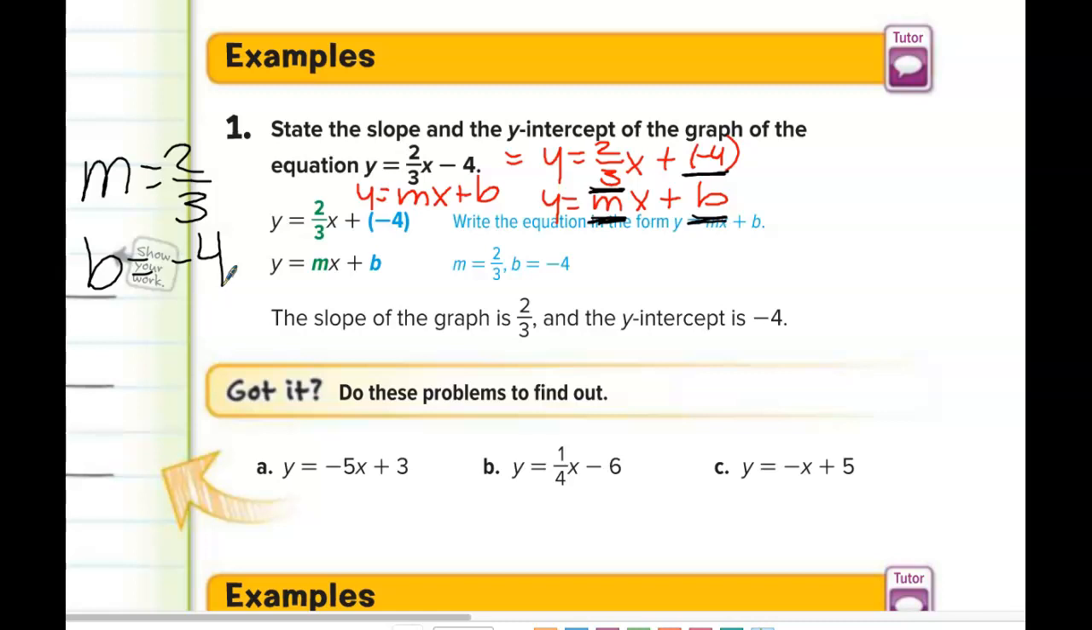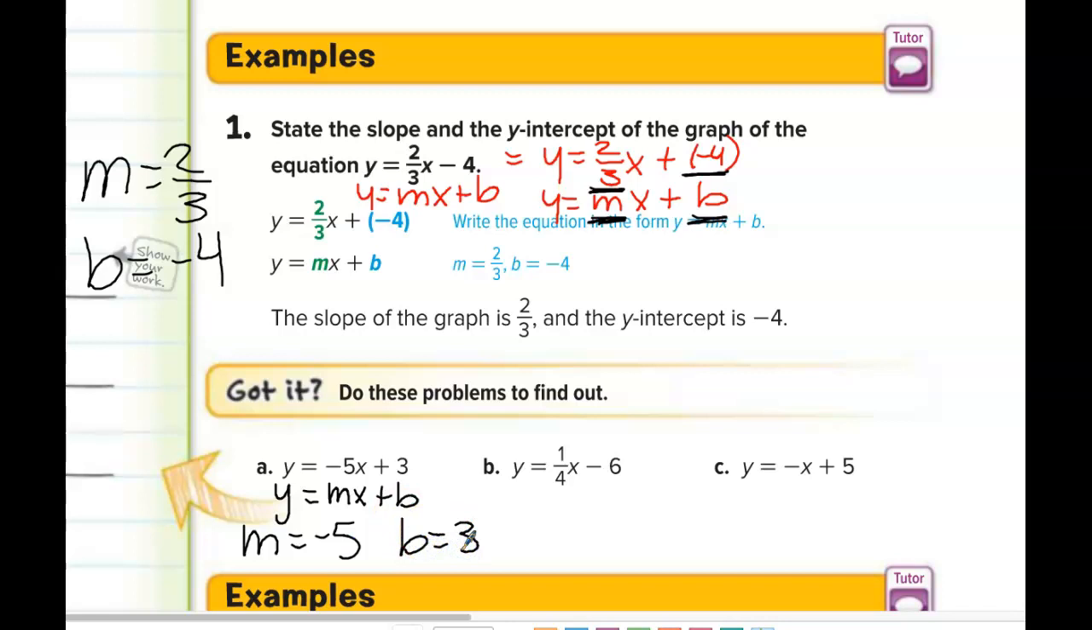So I would rewrite y equals mx plus b. In place of m, what do you see? -5. So m equals -5. In place of b, what do you see? Plus 3. It's a +3, right? So you can just write 3.